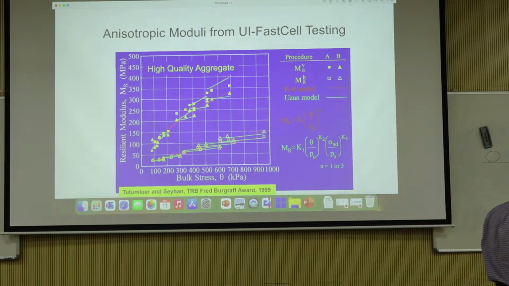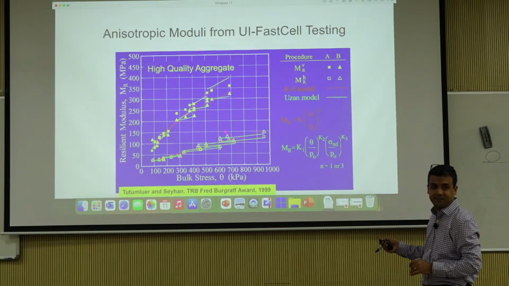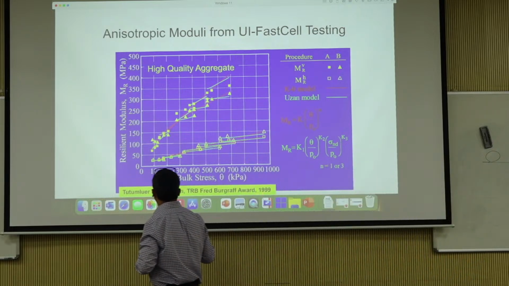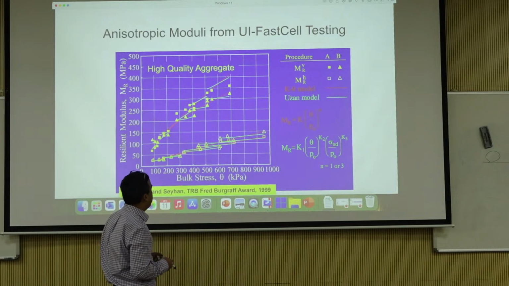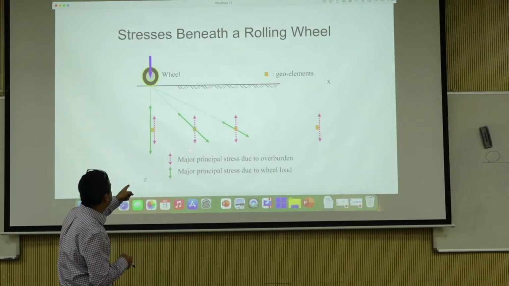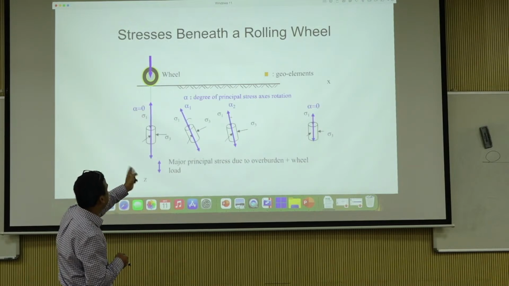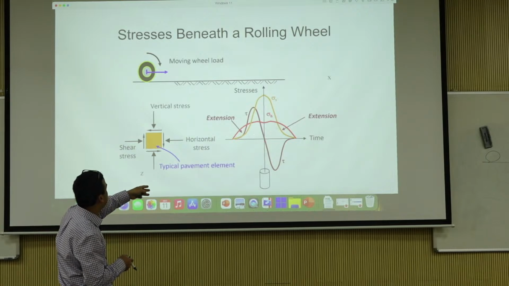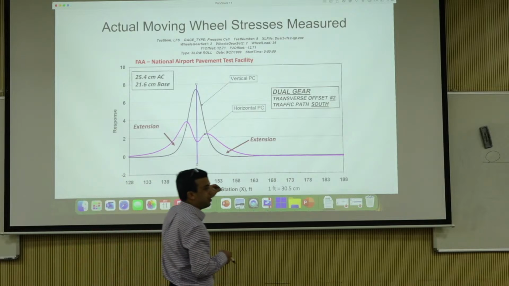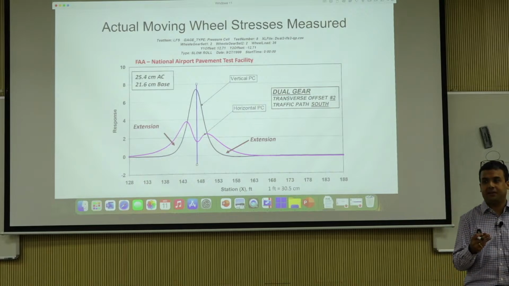Very, very limited implementations, purely research. I mean, it's not been implemented into practice, but this is what that Fred Burggraf Award paper he won back in '99 was for. This is what you have seen already. Stress path is rotating. Measure principal stress, how it is rotating, what is the degree of alpha, the rotation. You have seen this already, the extensional state and stuff like that. And you can measure and predict or simulate a lot of that using the fast cell.